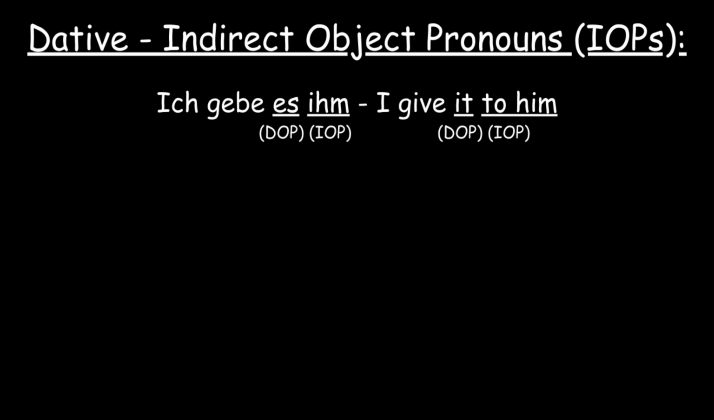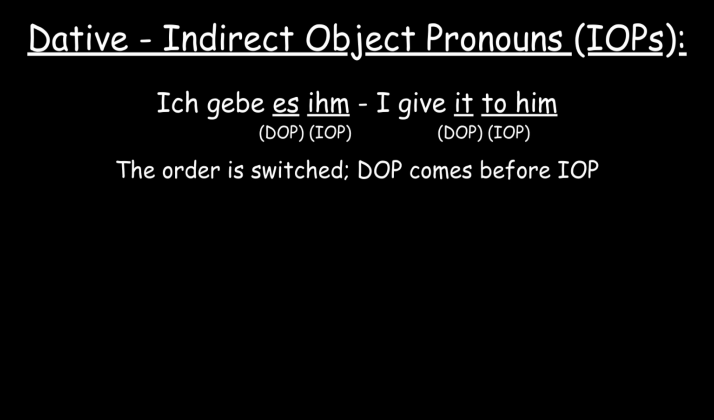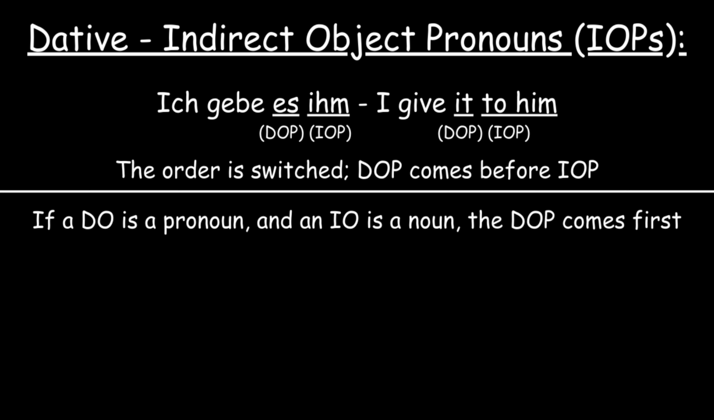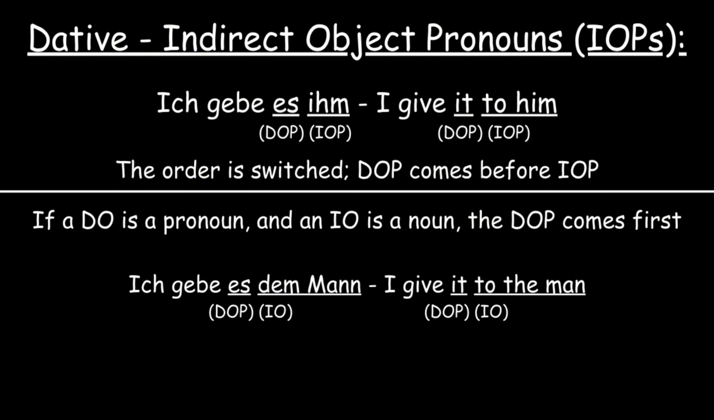Oppositely, in a phrase like ich gebe es ihm, I give it to him, both objects are pronouns, and in this case, the order is switched. The direct object pronoun comes before the indirect object pronoun. Moreover, if the direct object is a pronoun and the indirect object is a noun, the direct object pronoun comes first, like ich gebe es dem Mann. I give it to the man.